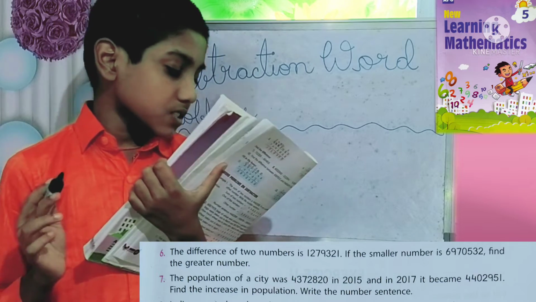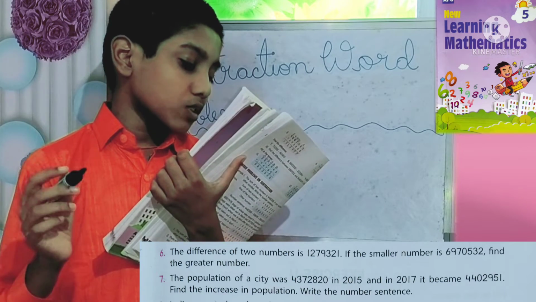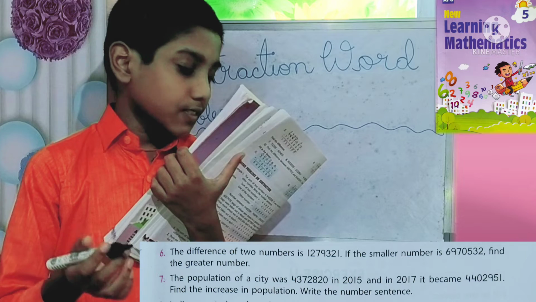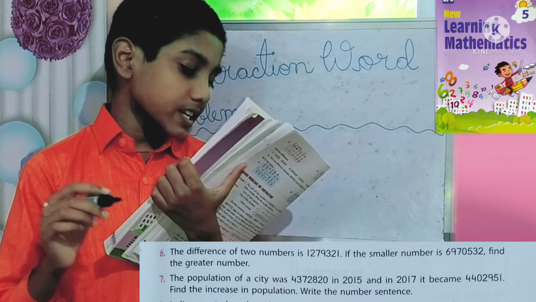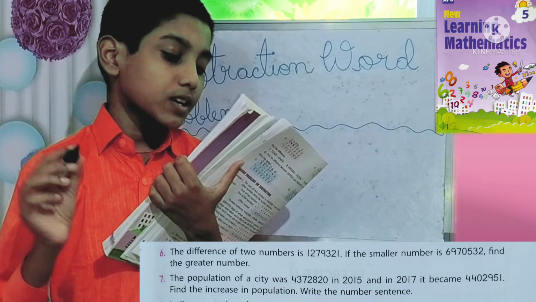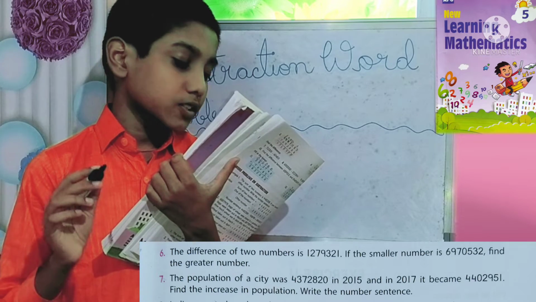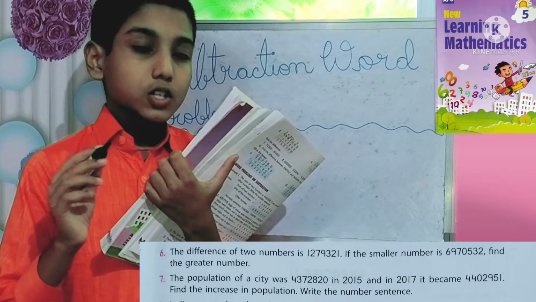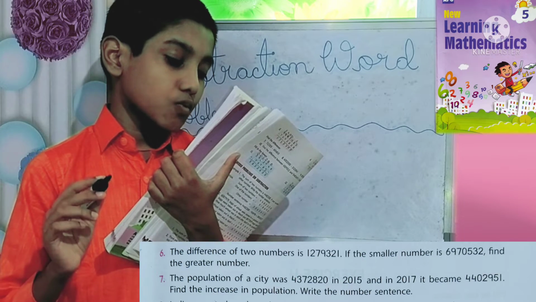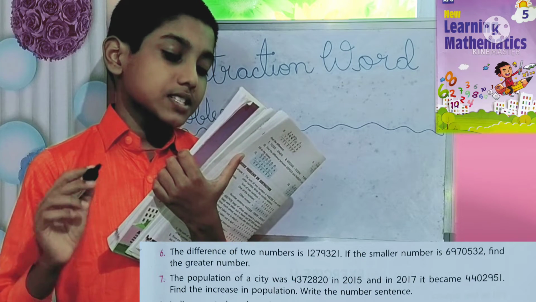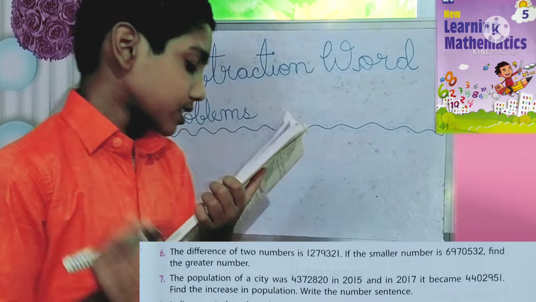So the statements will be: the difference of two numbers, or you can write just difference in one word, equal to 1279321. Smaller number equal to 6970532, greater number equal to 1279321 plus 6970532. Then solve.